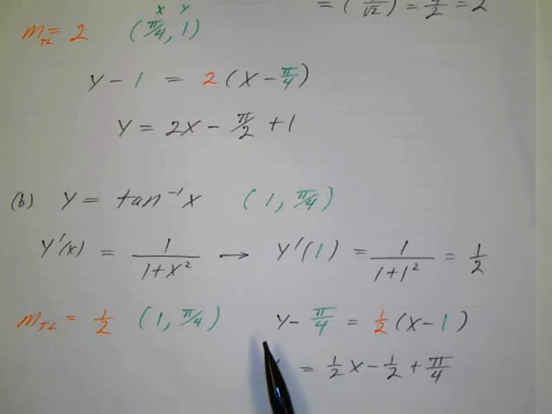You put this in the point slope form. y minus pi over 4 equals 1/2, my slope, times x minus 1. I've got 1/2 x minus 1/2. And then if I add pi over 4 to both sides, that's your tangent line. So that was pretty straightforward.